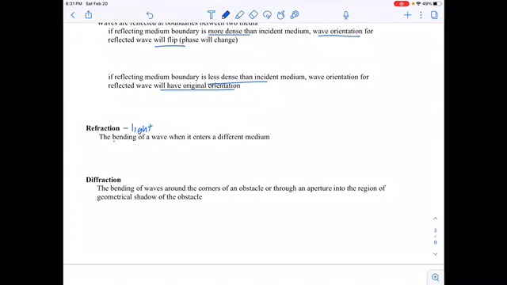So again, refraction is the bending of light when it enters a different medium. It's caused by the slowing down of the waves. And we'll talk about that in an upcoming section.